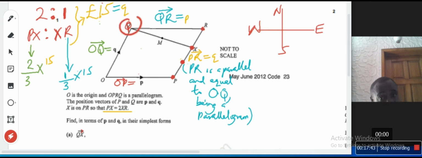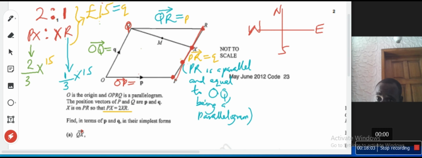There's no road from Q to X that we are asked to find. How do I know there's no road? They didn't give us any vector there. So which road will you follow? The ones that are given. And thank God you already told me that we are given O to Q, so I will follow that road, O to Q. We are given O to P, so I will follow that road, O to P.